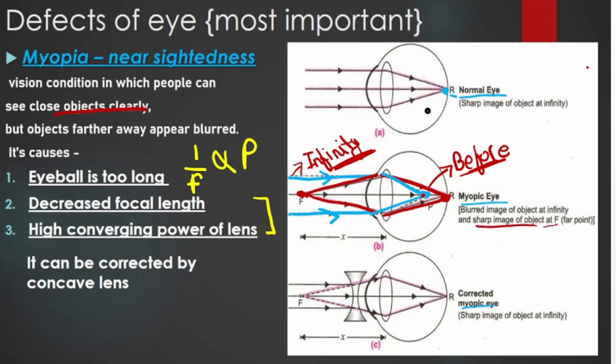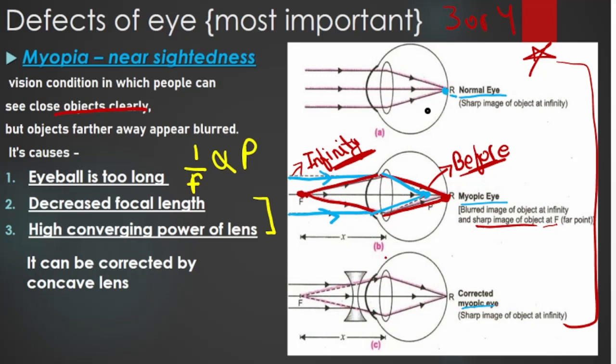Please draw and write down these things in your notebooks, please. This is very important. They will ask you in 3 or 4 marks. You have to write this whole thing, what is myopia, its causes, and you have to draw this as well. Only then will you get full 4 marks.